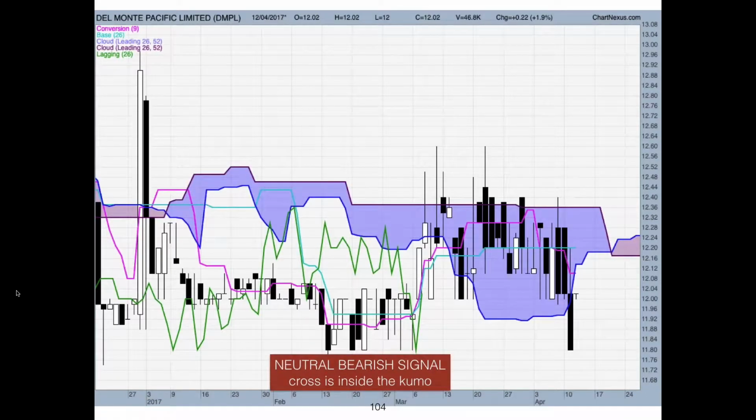Now, Dimple made a neutral bearish Kijun-sen crossover when price went below the Kijun-sen. However, this happened inside the Kumo. The result was a sideways action.